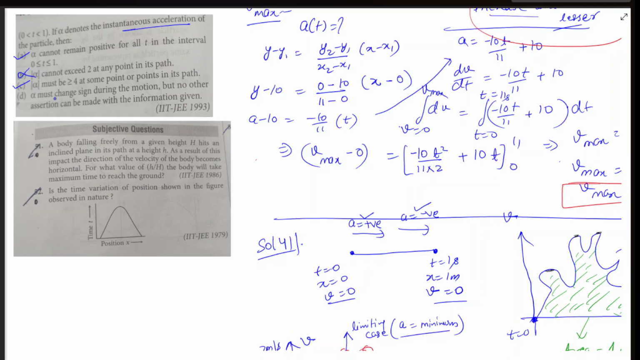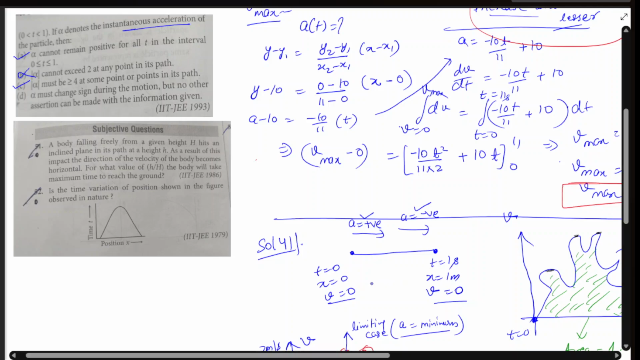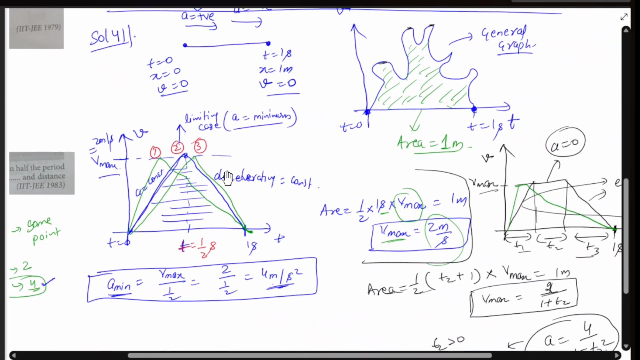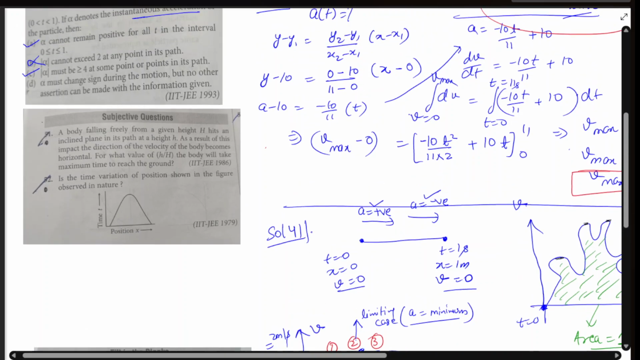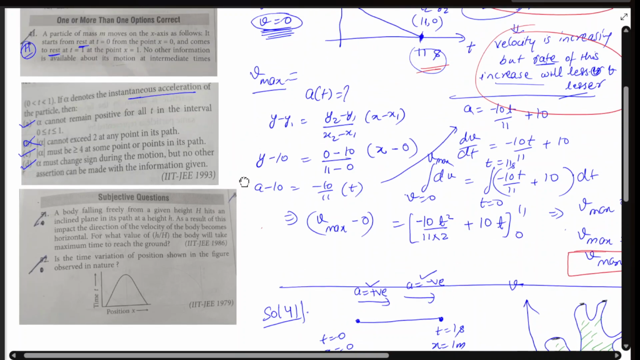Perfect. What about D? Alpha must change sign during the motion. Absolutely, this is correct. But no other assertion can be made with the information given. Yes, so we have found two assertions, but we actually do not know how its velocity time graph or its path will look. So no other assertion we can make. So the D option is also correct. So we will have A, C, D for this question.